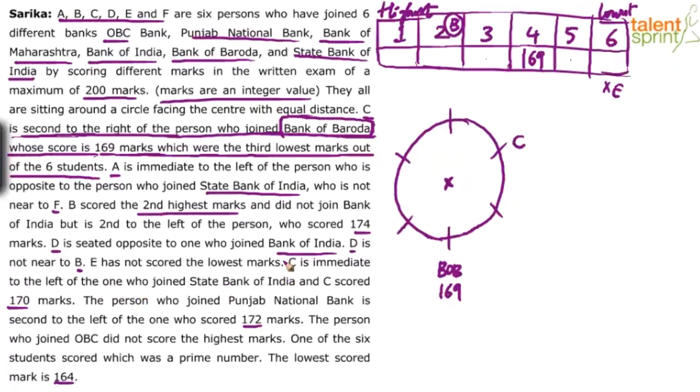Now, this is useful, right? The next statement that is useful is this one. Why? Because it talks about C who has already been placed on the circle here, right? C is immediate to the left of the one who joined State Bank of India. Let's stop here. We'll continue with the later part.